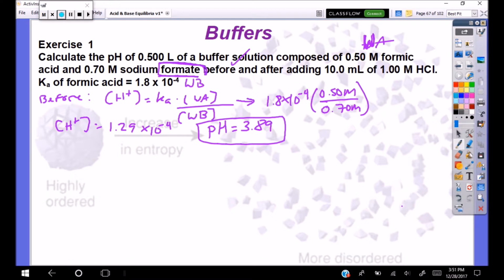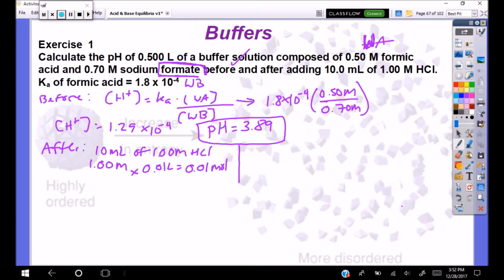So after adding 10 milliliters, here's what I'm going to want to do. I want to put everything in moles. I need to know the moles of my acid. So we're looking at the after end. My moles of acid: 10 mL of 1 molar HCl. That's going to give me 1.0 molar times 0.01 liter, which means 0.01 moles of acid are being added.